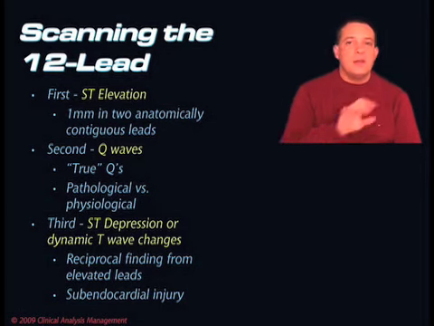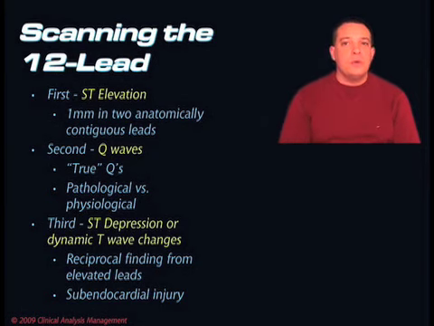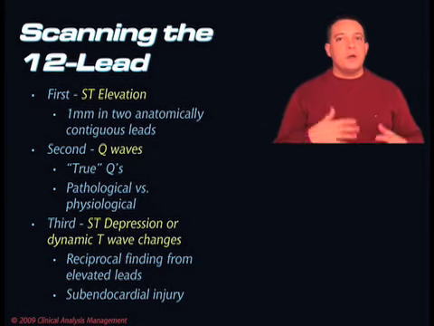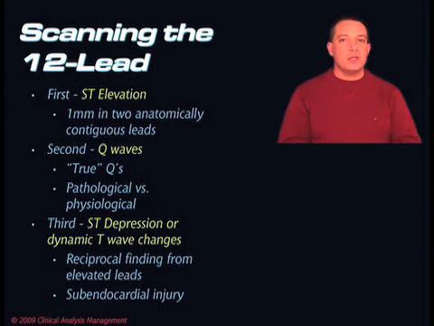So we do our first sweep, we look through all of our lead groups, we look for ST elevation. The next thing that we want to do is sweep and look for Q waves. Well, what do Q waves tell us? It depends on whether or not they're pathologic or physiologic. If you see a pathologic Q wave, what that tells you is that that area of the heart has already had permanent damage done, that it's irreversible, and you just got to live with it.